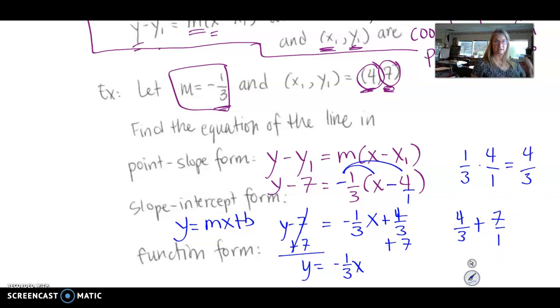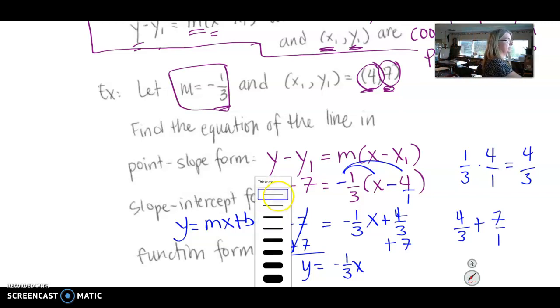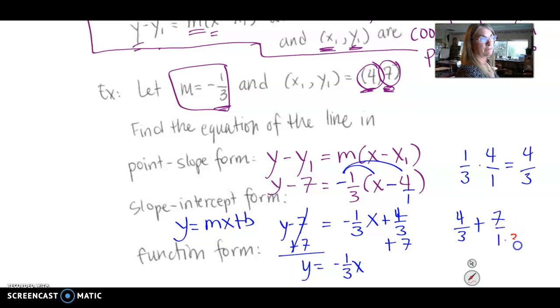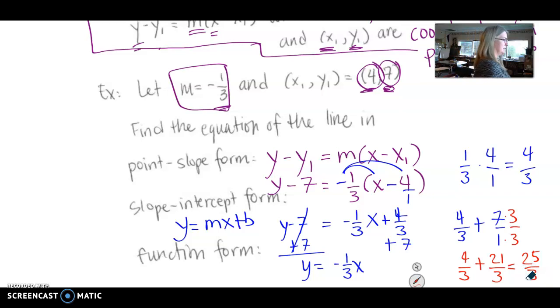7 I can make into a fraction by putting it over 1. And remember, when you're adding fractions, you have to find a common denominator. So my common denominator would be 3, so I'm going to multiply the top and bottom by 3. So then I have 4/3. Multiplying that together, you get 21/3. Adding the tops together, you get 25 over 3. So plus 25/3, which is a perfectly fine number.